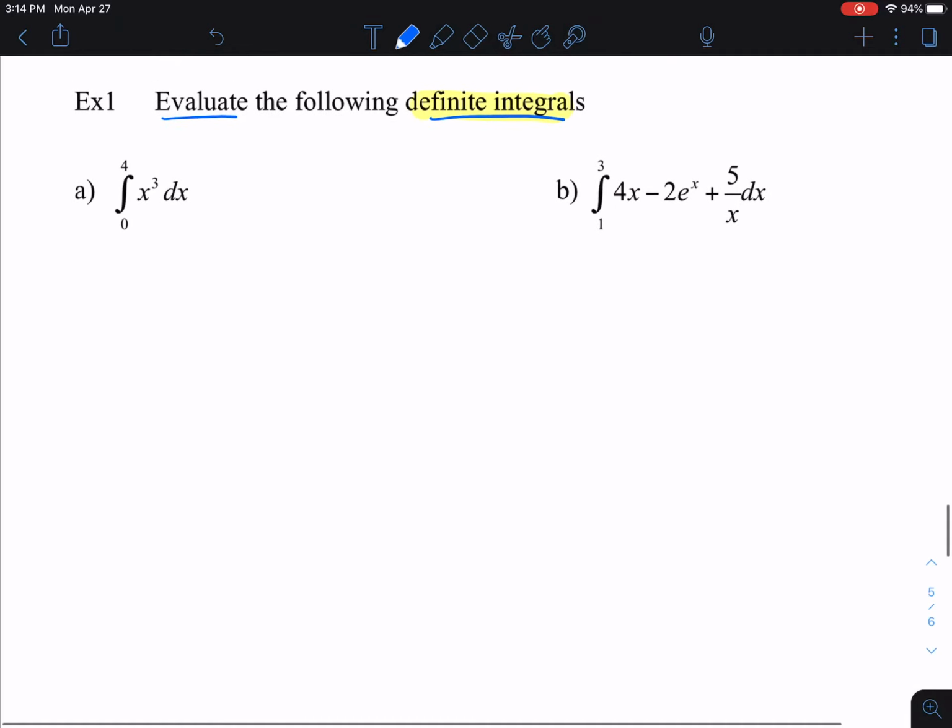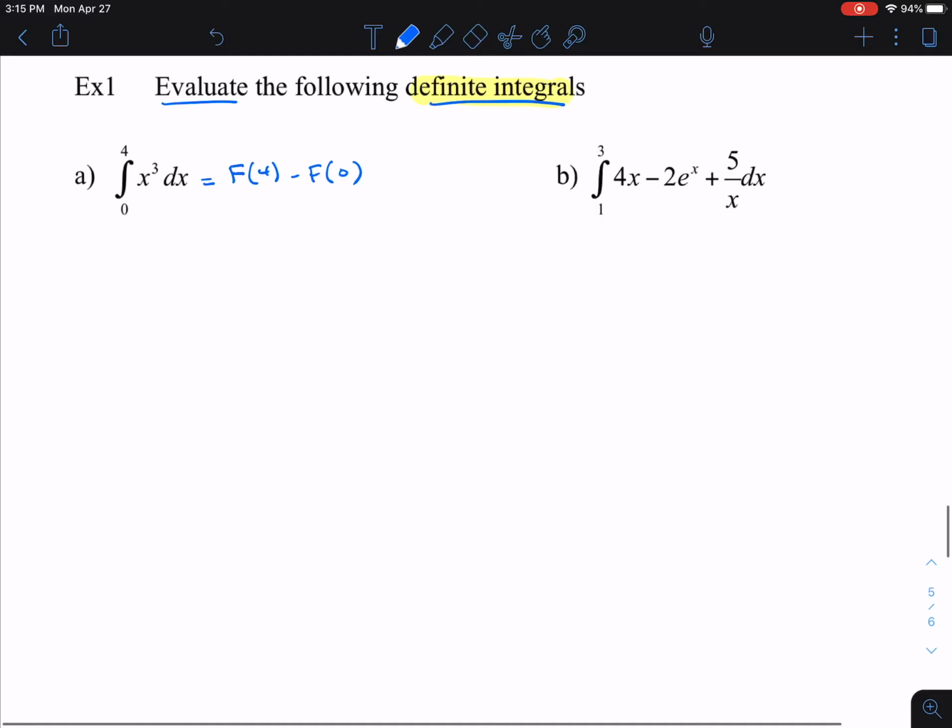The first problem here, we have the definite integral from 0 to 4 of the function x to the third dx. So this is asking, what is the area under the curve of x cubed from 0 to 4? That is the same thing as finding the antiderivative and evaluating it at 4 and then subtracting its value at 0. So that's our goal there. Let's get to it.